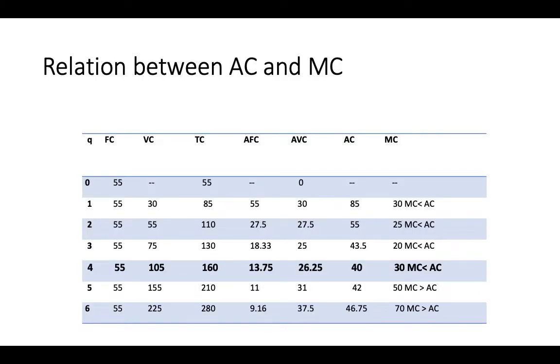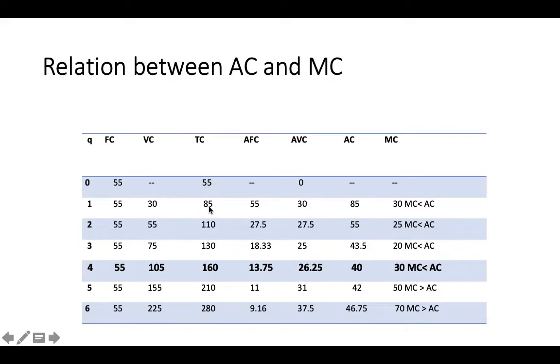Now we are going to discuss the same using the table. It is the same table which we discussed in the last lecture. Fixed cost is given, which is $55. Variable cost increases with the increase in output, starting from 30, 55, 75, 105, 155 and 225. Total cost, adding fixed cost and variable cost, continues to increase at each output level. And when the output is zero, total cost is still there, which means that this is the fixed cost of production.